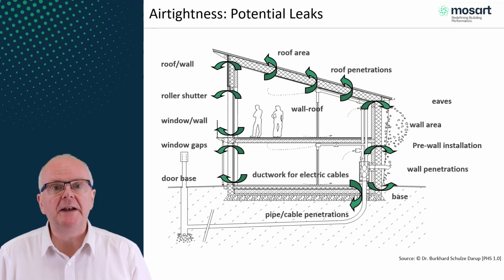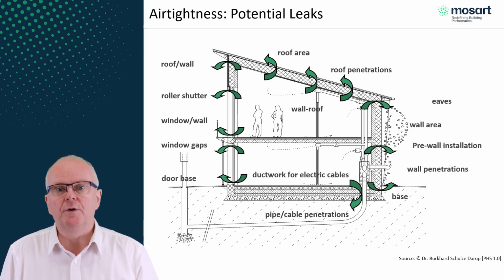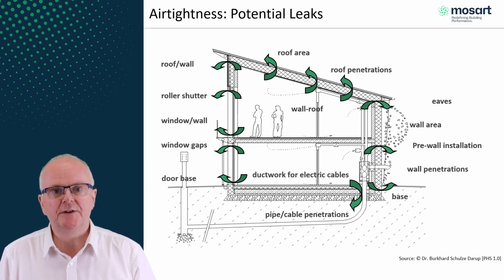So where do we typically find leaks in buildings? Well, you can see it on the drawing here. It's typically at a junction. So for example, the floor to wall junction, the window to wall junction, the wall to roof junction, and also where you have any services penetrating. So it could be plumbing or electrical services.